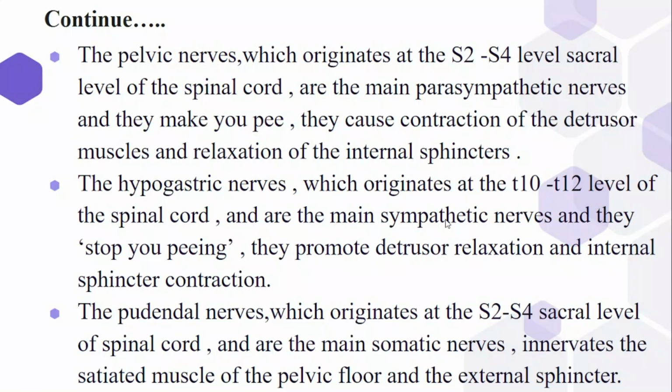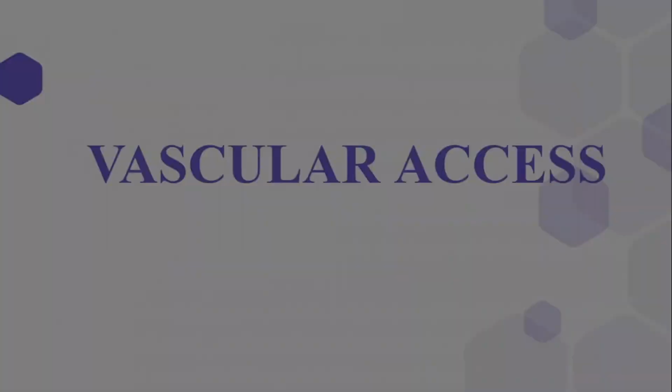The pudendal nerves, which originate at S2 to S4, meaning sacral level 2 vertebra to sacral level 4 vertebra of the spinal cord, are the main somatic nerves that innervate the static muscles of the pelvic floor and the external sphincters, right? Your urinary bladder is supplied by the pelvic nerves, hypogastric nerves, and the pudendal nerves. You can understand easily through the pictures, right?